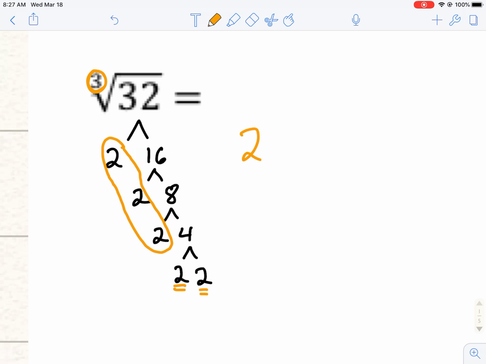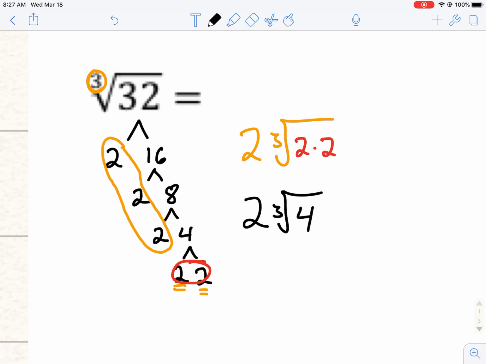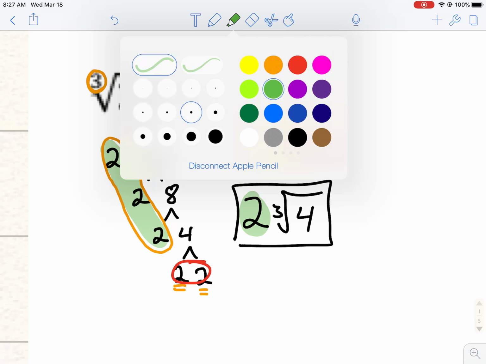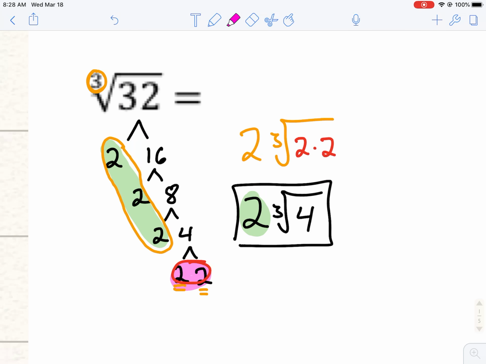So the 2 comes out, and what would be left over are these 2 2's over here. So 2 times 2. So our answer would simplify to 2 cube root 4. And again, the reason is because I had this group of 3 2's here. So that's the 1 2 that came out. And then because I had these 2 2's left over, I would have 2 times 2, which gives me 4.